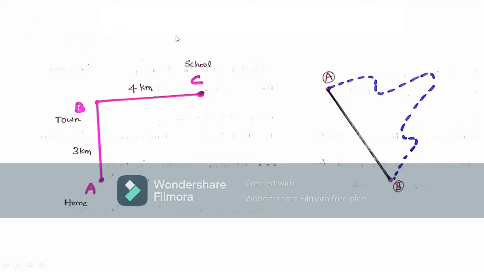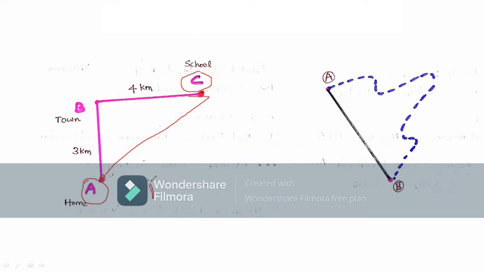Okay, so you can consider the diagram. So what is the displacement? Displacement is nothing but the straight line distance between the final and the initial position. So what is the final position? The final position is C and the initial position is A. The straight line distance between the final and initial position is called displacement.